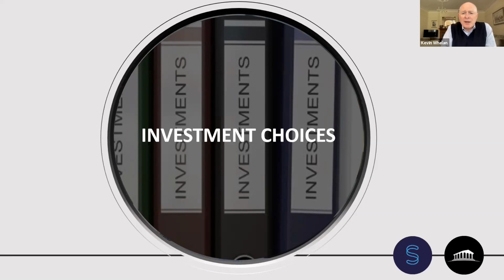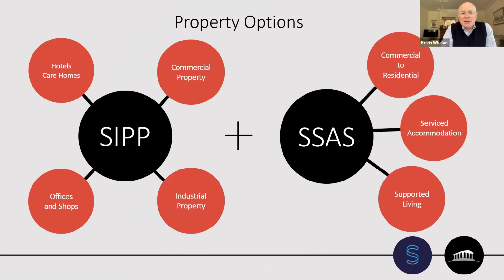What mostly people get confused about is the investment choices. Like, what can I actually do in a SIPP, and what can I actually do in a SSAS? So here's a graphic that might help with that, Stephen. And we'll focus on property. I mean, there are many things you can do. I'll come on to that in a while when we talk about alternative investments.